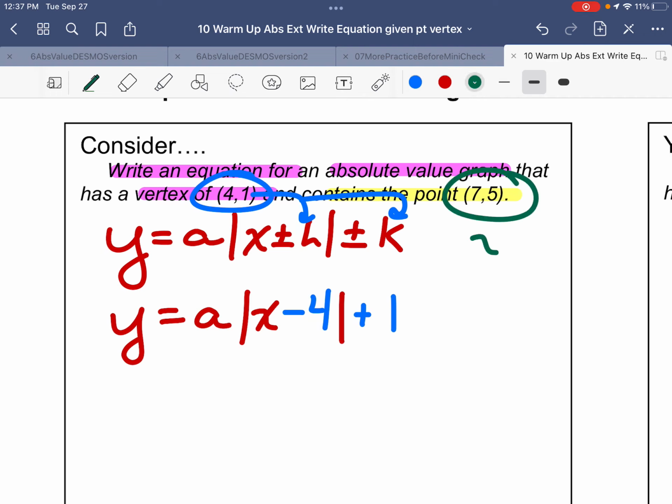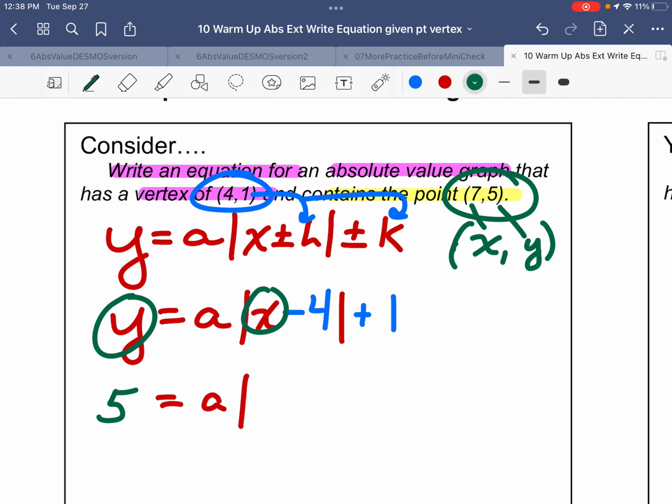Now remember what a point is. It's x and y. Literally, x equaling 7 when y equals 5. I'm talking about this x and y equaling 7 and 5. So what we can do is something that is very common in algebra. We can plug in for x and y. And as we plug in for x and y, we see that we have created an equation that we can solve for a.